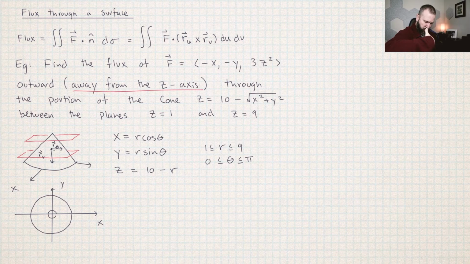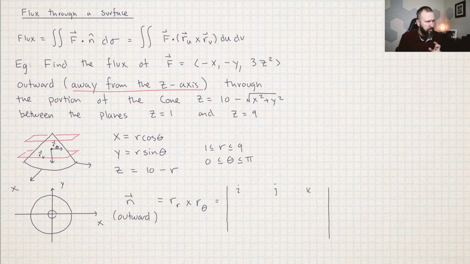So let's just right-hand rule this. r sub r cross r sub theta will give me an outward normal vector. Set up my little cross product here, and now I'm going to calculate some partial derivatives. I'm just taking partial derivatives of this thing with respect to the variables. So I'm going to take an r partial derivative.